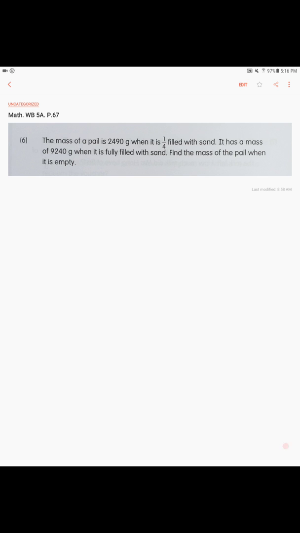Alright, next page, next problem. The mass of a pail is 2,490 gram when it is 1/4 filled with sand. It has a mass of 9,240 gram when it's fully filled with sand. Find the mass of the pail when it's empty.